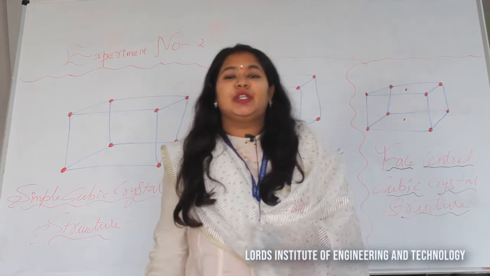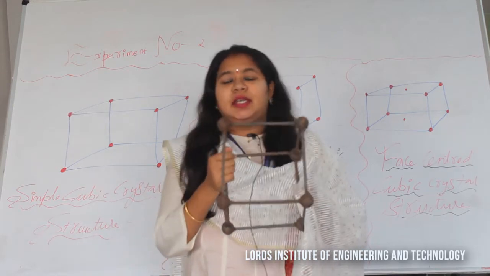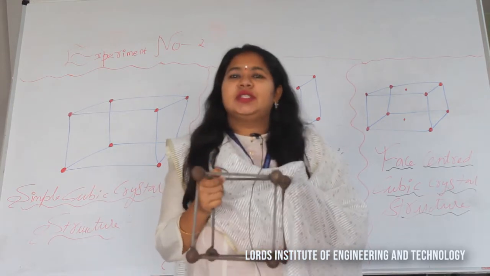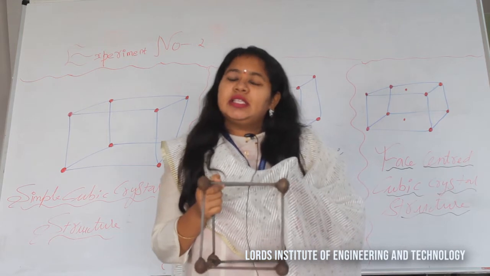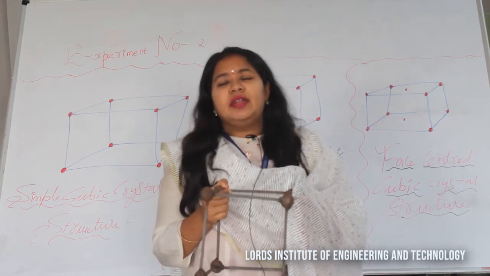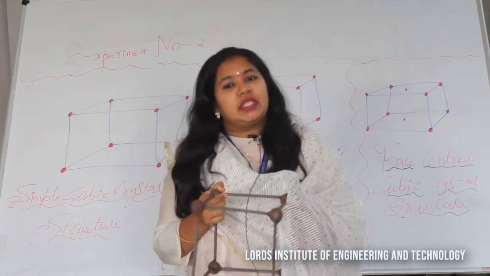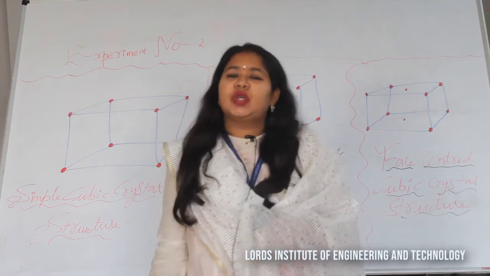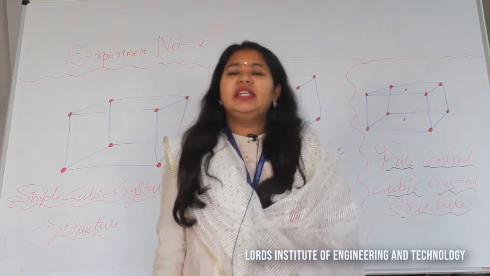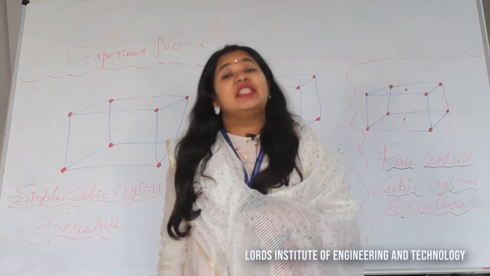Today I would like to demonstrate to you all the different crystal structures. What is actually a crystal structure? Crystal structures in the universe are found for different metals, non-metals, alloys, ceramics, nanomaterials, and composites. So for different elements you will find different crystal structures.